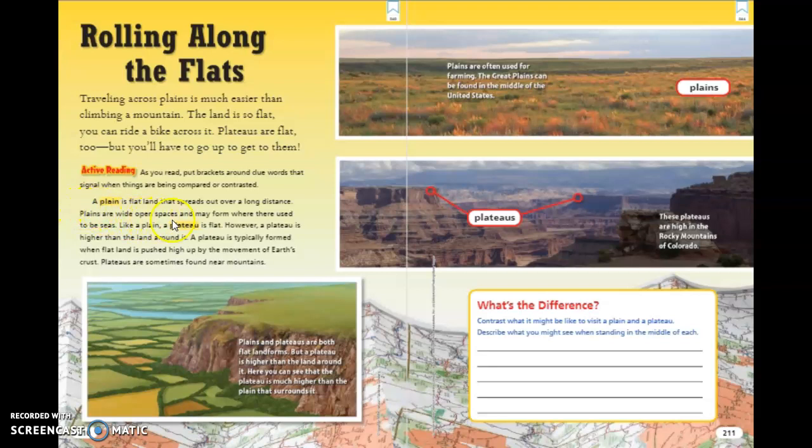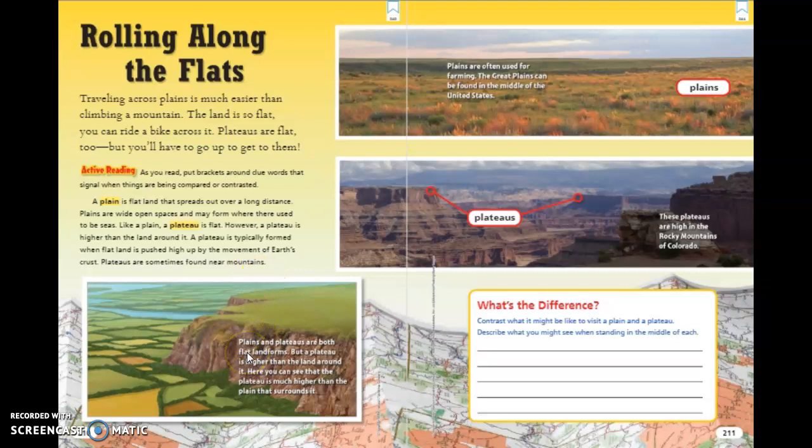A plain is a flat land that spreads out over a long distance. Plains are wide open spaces and may form where there used to be seas. Like a plain, a plateau is flat. However, a plateau is higher than the land around it. A plateau is typically formed when flat land is pushed high up by the movement of Earth's crust. Plateaus are sometimes found near mountains.